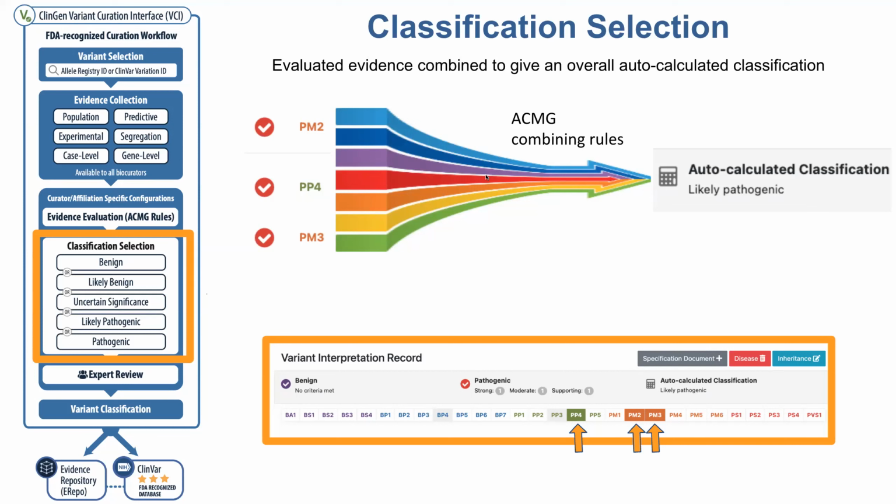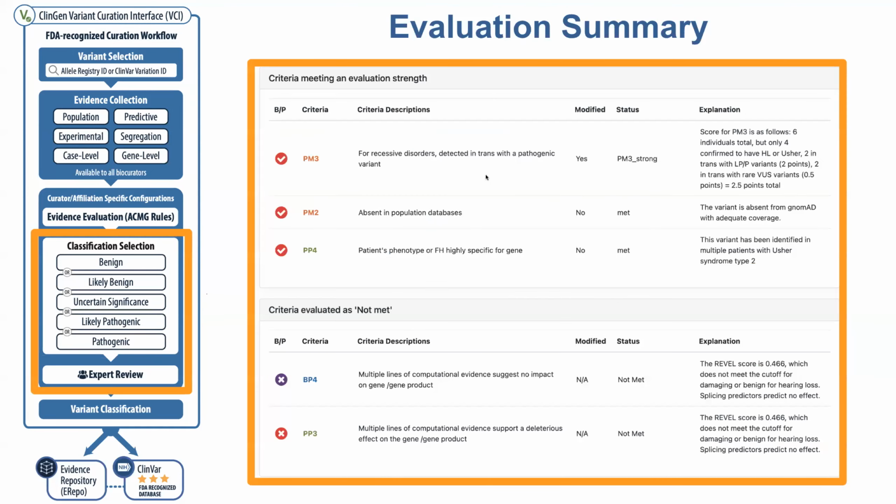You'll notice that the PM2, PP4, and PM3 codes that were evaluated as met in the above example are now filled in with a background color to show that these codes have been evaluated as met. Furthermore, BP4 and PP3 codes have a grey background. This is how codes are indicated when they've been evaluated as not met by a curator. So this bar provides a quick visual indicator of your progress as you mark each of these codes as met or not met, and importantly shows what the current auto-calculated classification is based on your evaluations so far.